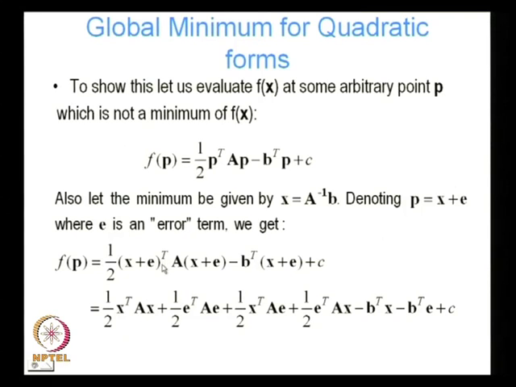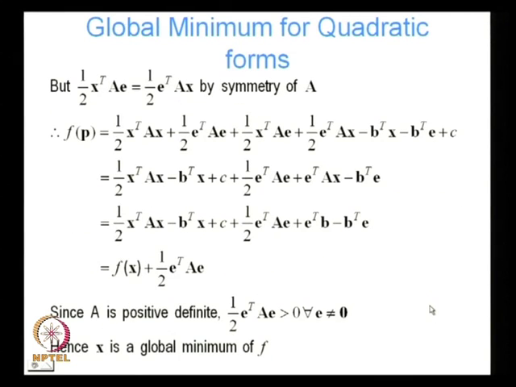Expand this out: half x transpose Ax plus half e transpose Ae plus half x transpose Ae plus half e transpose Ax, that is the last term, minus b transpose x minus b transpose e plus c, right. But half x transpose Ae is equal to half e transpose Ax if there is symmetry in A. If A is symmetric, then x transpose Ae has got to be equal to e transpose Ax, that should be obvious, right. If it is a symmetric matrix, it does not matter if I post multiply or pre multiply with e and x.